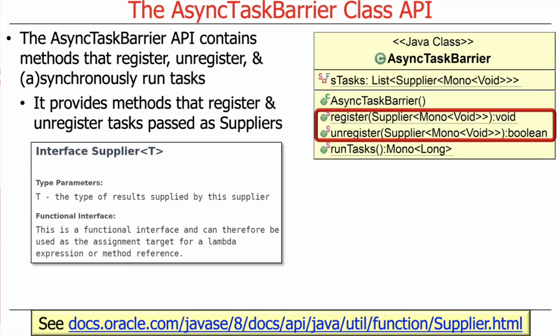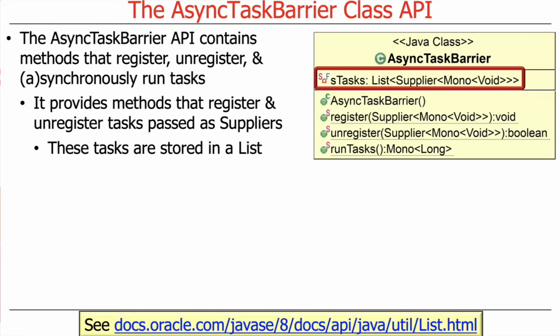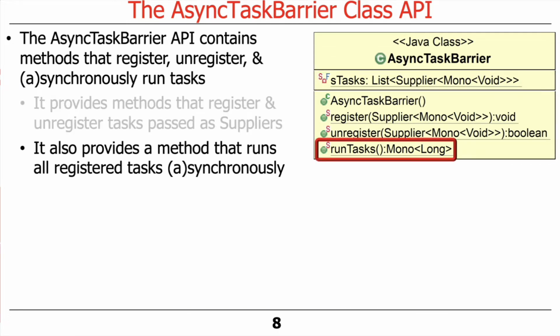It's got these methods, register and unregister, that are passed suppliers that return monos to void. These tasks are stored in a list, and it also provides a method that runs all the registered tasks asynchronously.